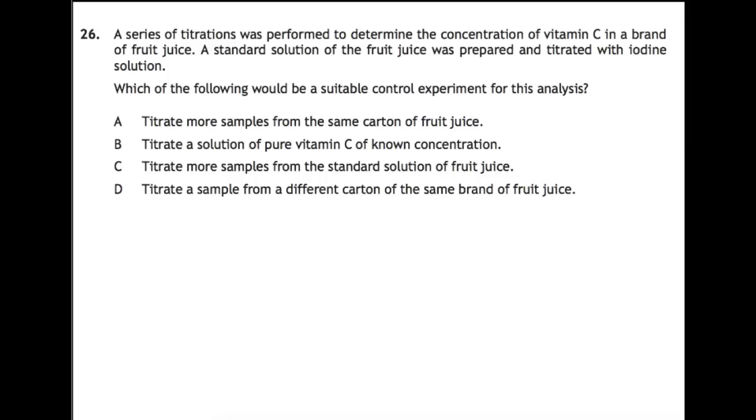Question 26. A series of titrations was performed to determine the concentration of vitamin C in a brand of fruit juice. A standard solution of fruit juice was prepared and titrated with iodine. So an experiment that you've likely done in the past. Which of the following would be a suitable control? So a control experiment is where you do an experiment using the actual substance that you're trying to investigate. So if you're trying to look at vitamin C in fruit juice, your control experiment would be to repeat the same process using actual pure vitamin C so that you know that it works. So the answer here would be B.